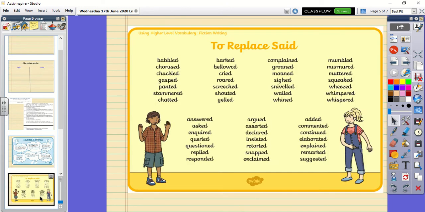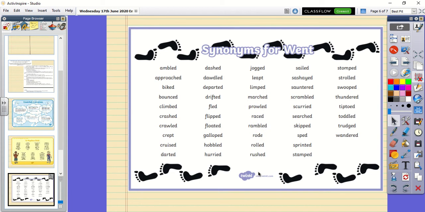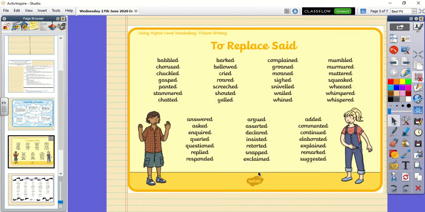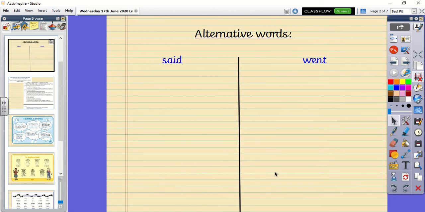Now, I have got some word mats to help you. Okay, but please make sure you are reading the sentence and using the correct word. So for example, if they're whispering, you don't want to say that they are screeching out loud. Okay, or if they're arguing, you don't want to say that they chatted back. Okay, you've got lots of different words here for you to use, so please use those. So you've got said synonyms and you've also got synonyms for went as well. Okay. So for your first task, I'm not going to do that for you today because I know that you're all capable of doing that yourself.